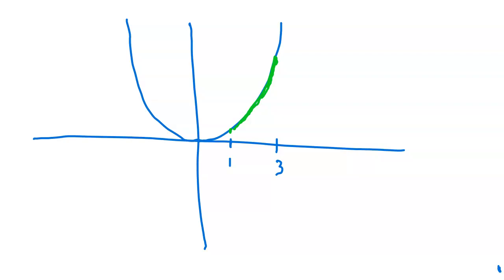All right, in this video we're going to talk conceptually about how we find the arc length of a curve. This is the graph y equals x squared, and we're going to look at this green length here that goes from where x equals 1 to where x equals 3. So we're going to find the arc length of this curve. Now here's how we're going to do that conceptually.